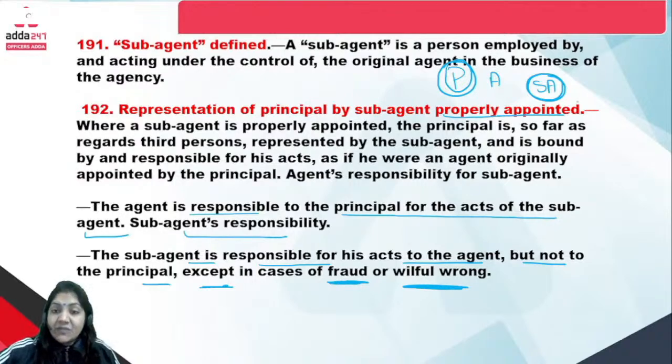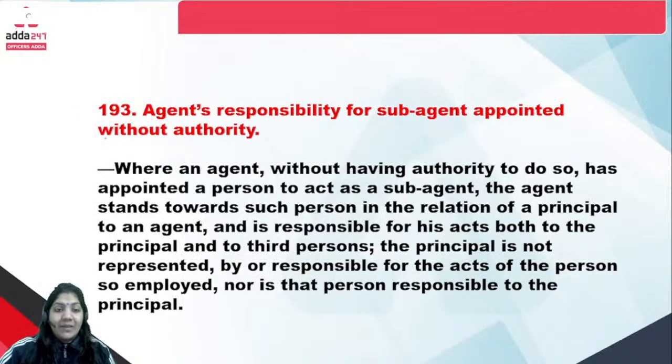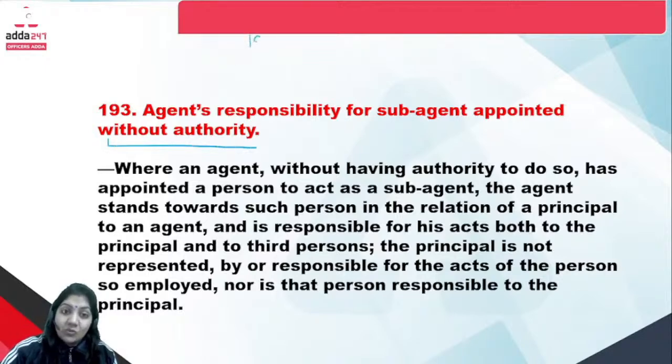This is the case in which the sub-agent is properly appointed. Properly. In the next section we will do when the sub-agent is not properly appointed. Okay, let's see when he is not properly appointed. See, agent's responsibility for sub-agent appointed without authority. So 192, 193, that is very, very important.